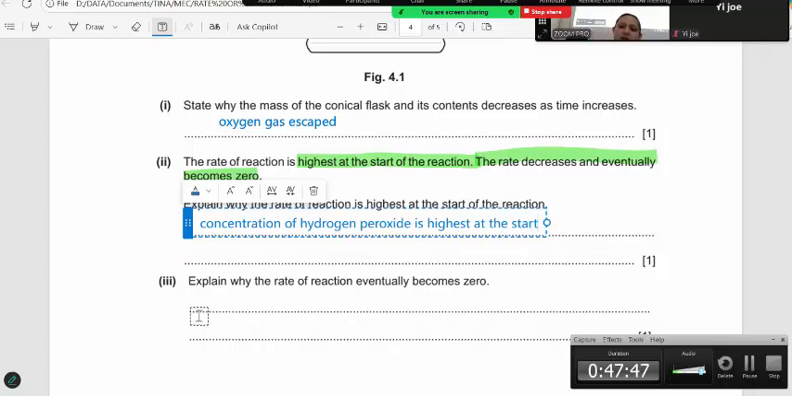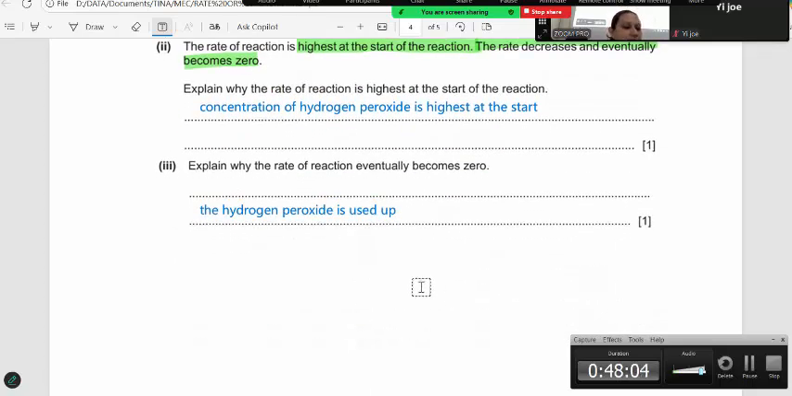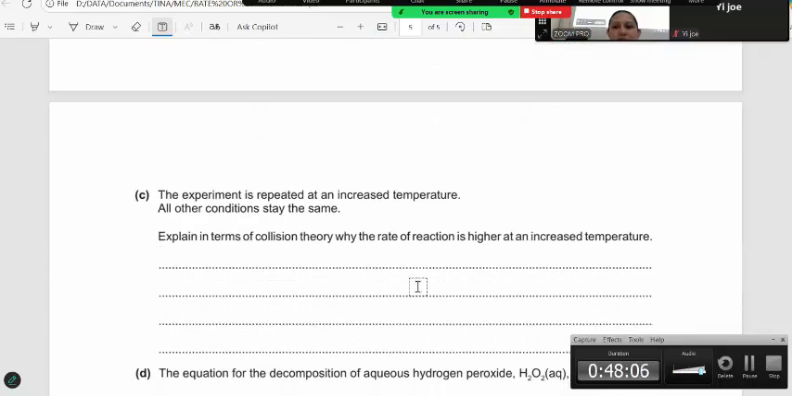Why does the rate eventually become zero? The hydrogen peroxide is used up. Cannot say the reaction stops. It's used up. The reactant is used up. You must specifically say which reactant is used up. Can understand? Okay.